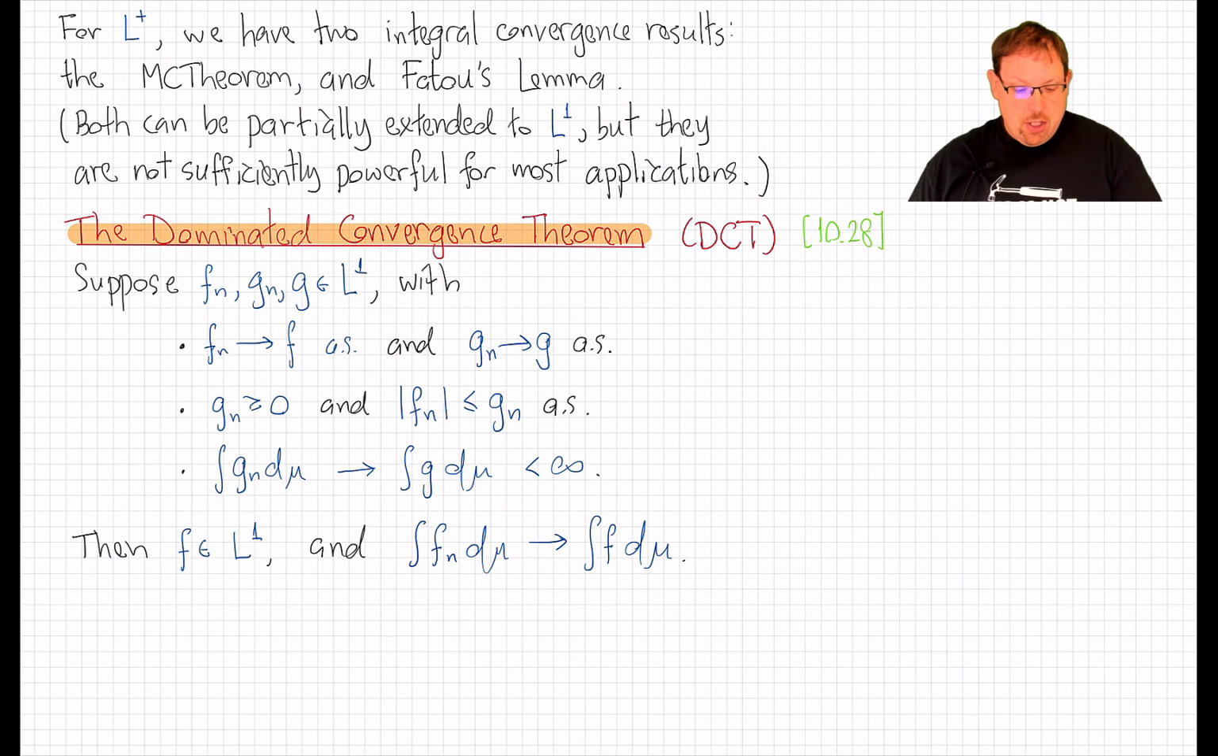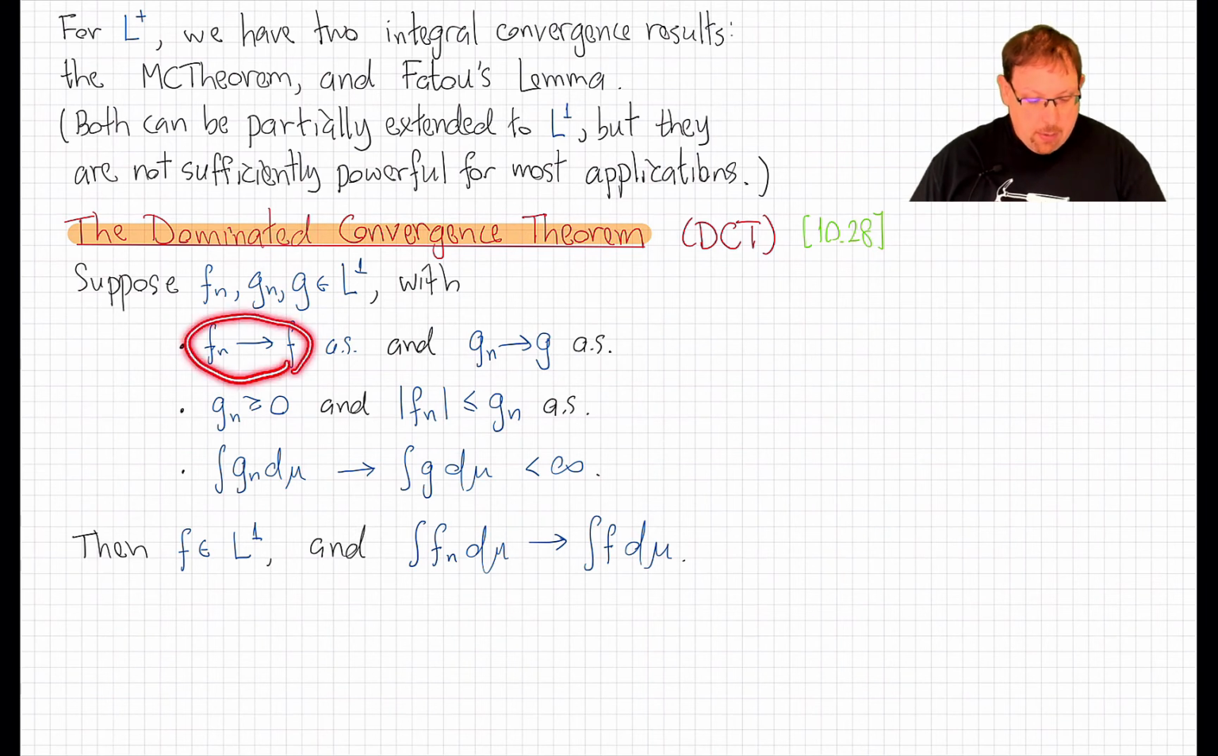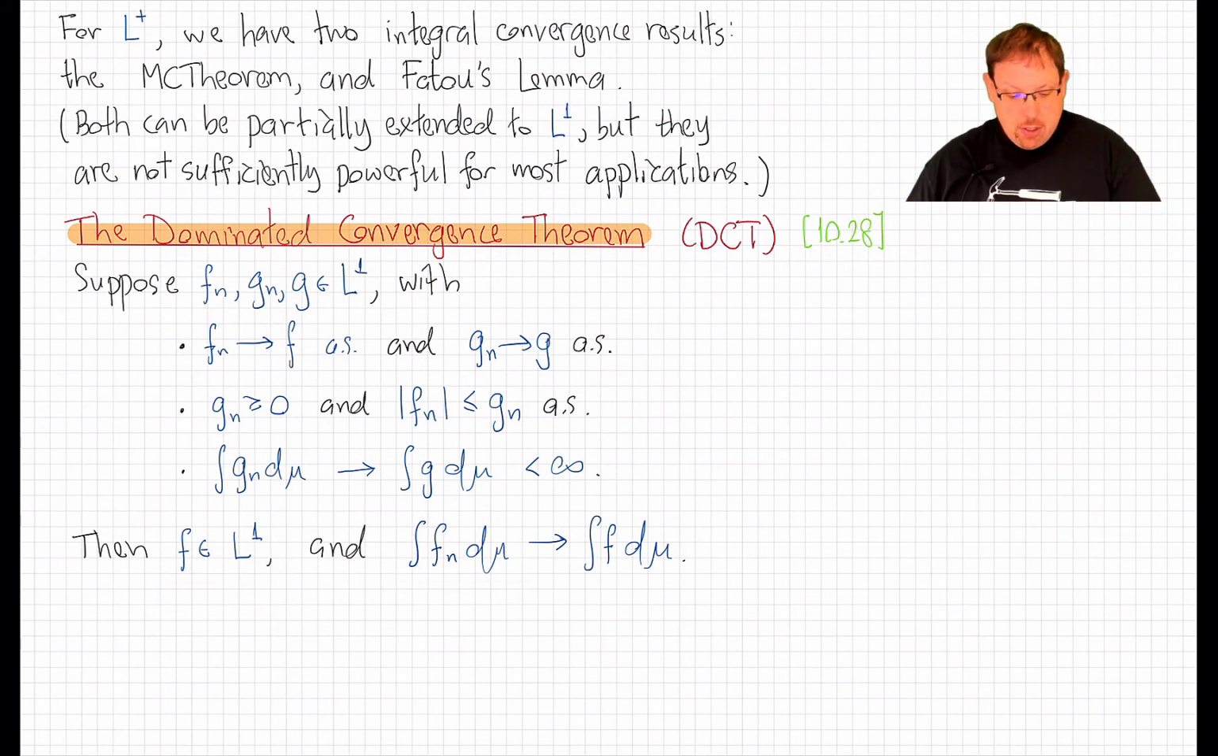Now, if those gn's are known to converge to a function g almost surely, and moreover, if the integral of the gn's converge to the integral of g, and if we know that the sequence fn that's dominated by gn converges to some function f almost surely, then we can conclude that that limit function f is actually in L1, and moreover, the integral of fn converges to the integral of f.